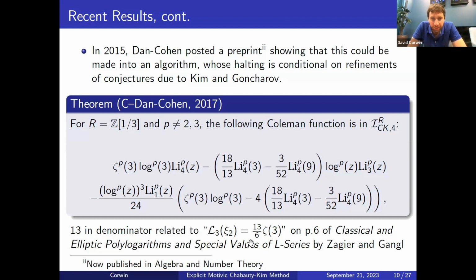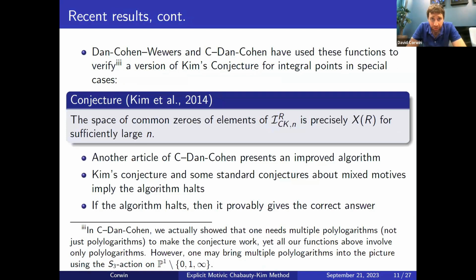And I should just note that there's a relation between this stuff and special values of polylogarithms, which is a whole topic on which there's a lot of work, for example, by Don Zagier and later Herbert Gangl. Okay, so one of the things that we did in our work was verifying cases of Kim's conjecture, the one that I mentioned earlier.